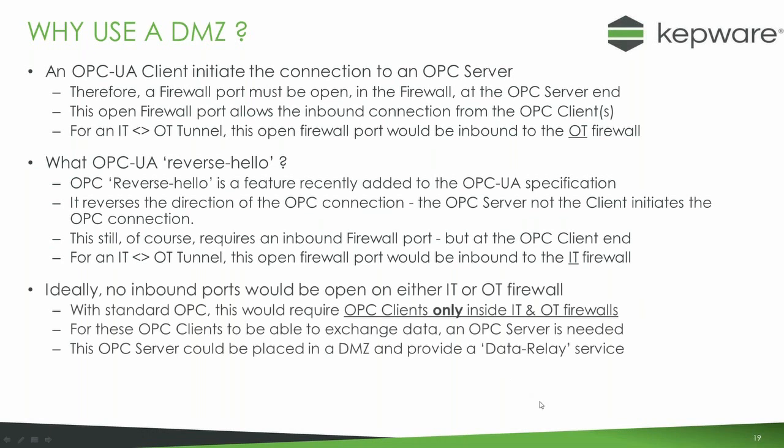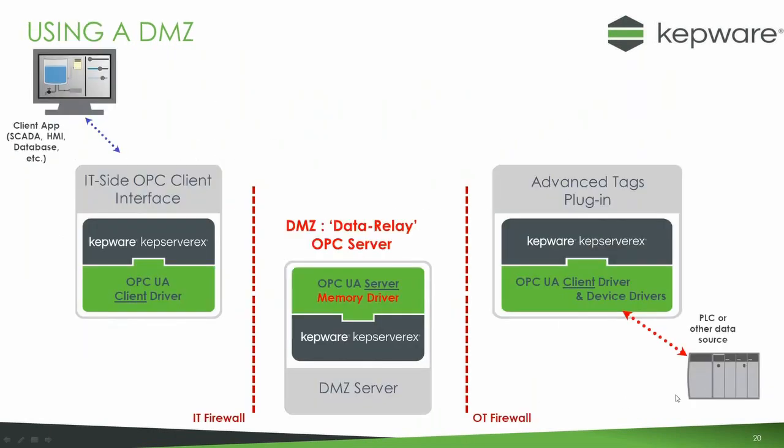Ideally, for many instances, it would be better if there were no ports open at all on both firewalls. That would mean that on the IT network and on the OT network, there would need to be only clients. So in order for a client to see a client, some server needs to be sitting in the middle, acting as a relay service, and you could put that inside a DMZ. So here's an explanation about how that works.